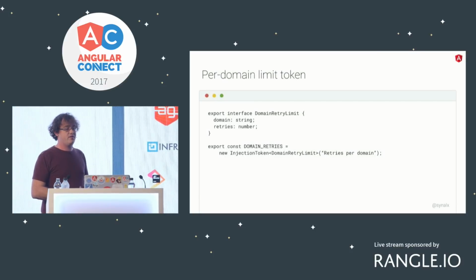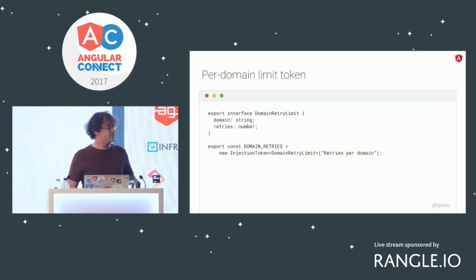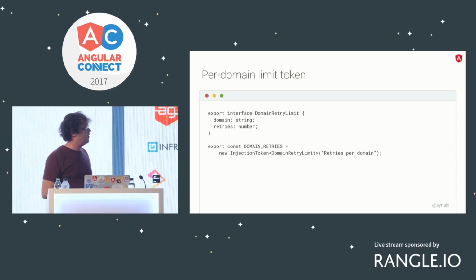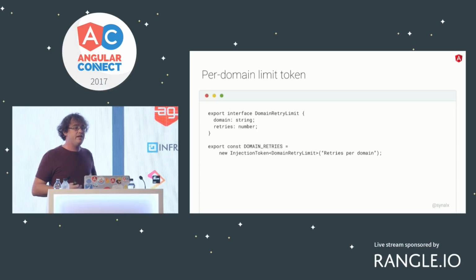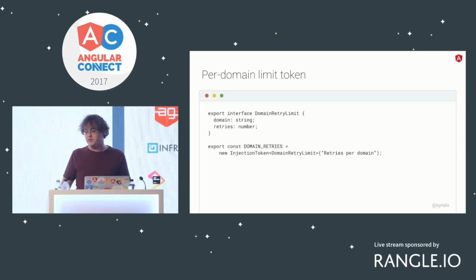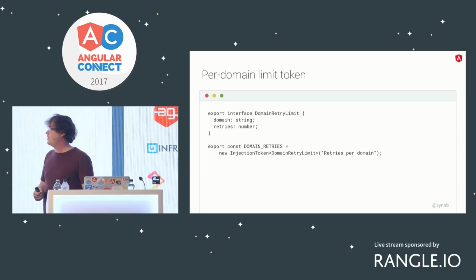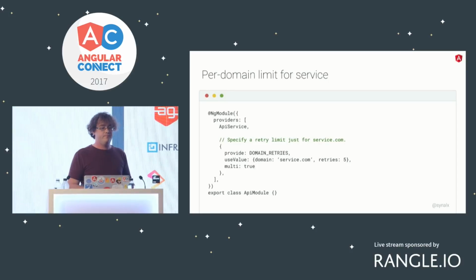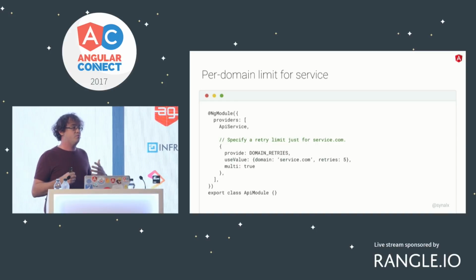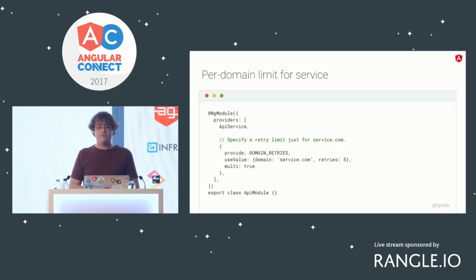So the first thing we need is a type to inject. In this case, it's going to be an interface called domain retry limit that specifies the domain and the limit. And we need an injection token for that interface because we can't use the interface directly in DI. If you notice, nothing about this token actually suggests that we're using multi-injection with it. It's completely up to the consumer to decide how to provide it. So with this token, a consumer can specify a value for a particular API domain directly from the module where they configure their API for that domain.